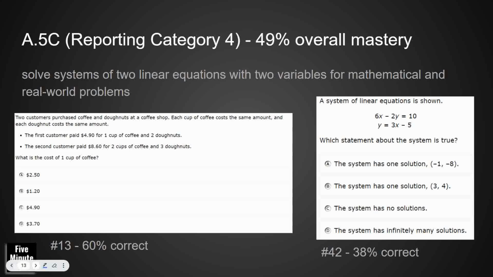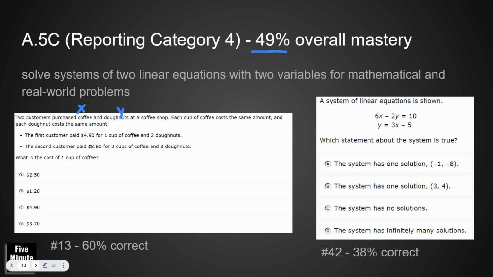8.5C, we have 49%. This is reporting category 4. We are solving systems of linear equations. Okay, so number 13 seemed to be pretty straightforward. They don't tell us what to name these, so I'll just do X and Y. Okay, so we're going to have coffee and donuts. My coffee is going to be X. My donuts are going to be Y.